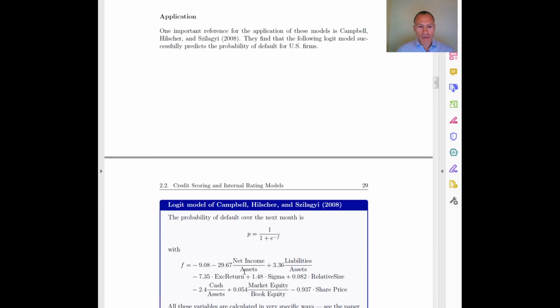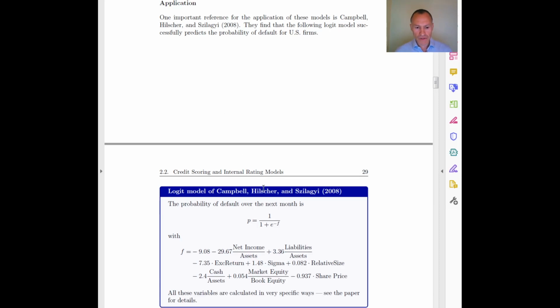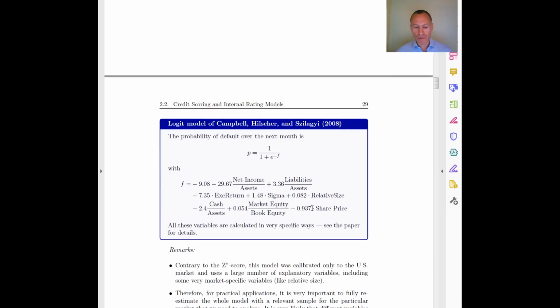Just for reference, if you later work with these models in reality, this is a very good paper to read, because they did a massive amount of work testing all sorts of different variables. So it's a good reference to see what variables nowadays work well. Okay.